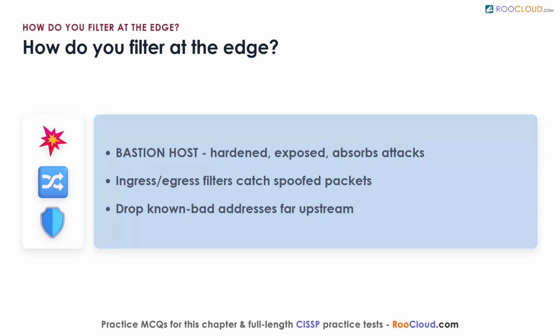At the boundary, ingress and egress filters catch spoofed traffic. For instance, an inbound packet claiming to already be from inside, or an outbound packet pretending to come from outside. You can also drop traffic to or from known bad addresses far upstream before it ever reaches you. Picture a checkpoint on the road well outside the city, turning away suspicious vehicles long before they reach downtown.